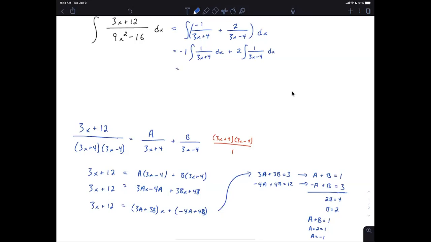And now these are both quick u substitutions where u is the bottom and du in both cases is 3 dx. So we get a 3 inside and a 1/3 outside on both of those. And so that's where we get negative 1/3 for the first one, and then we get positive 2/3 for the second one because of the positive 2. And so that should be your answer.